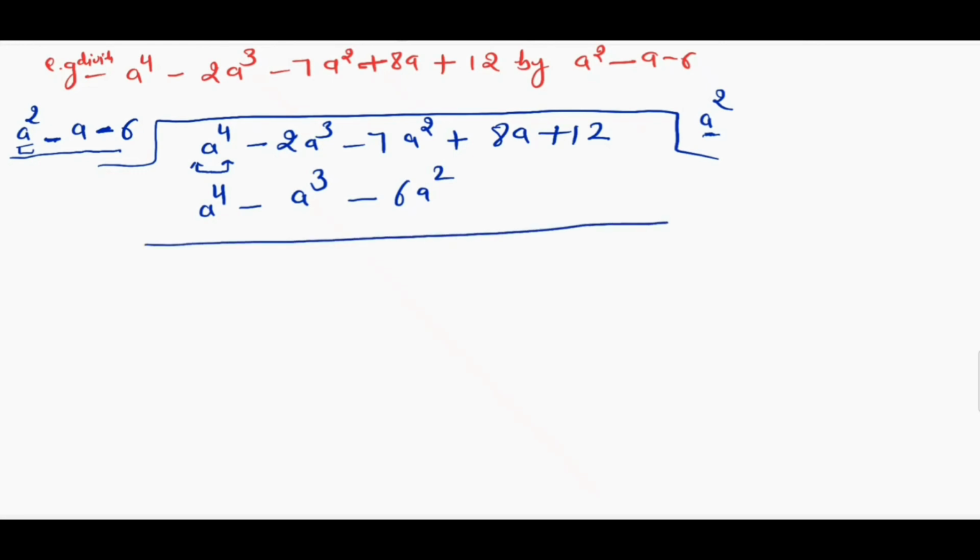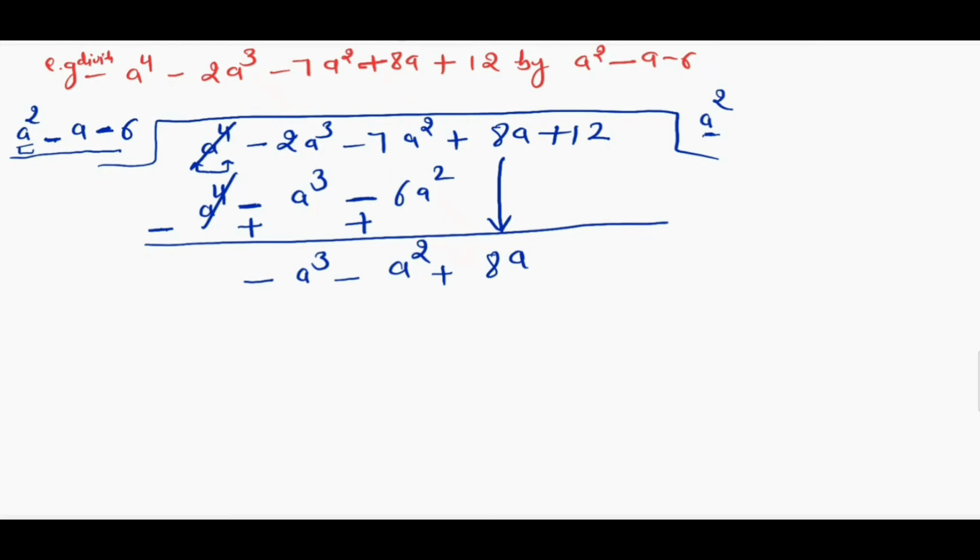After that we have to subtract. So negative sign will come here because here positive. Here this is negative and I will get plus sign. Here this is negative, here I will get plus sign. So this and this will get cancelled. After that minus 2a cube plus a cube, so I will get negative a cube. Here negative 7a square plus 6a square, I will get negative a square. So again I will take this 8a down.